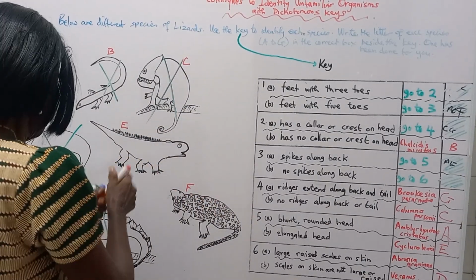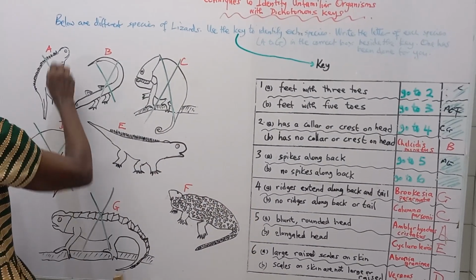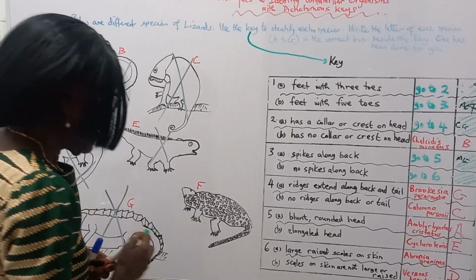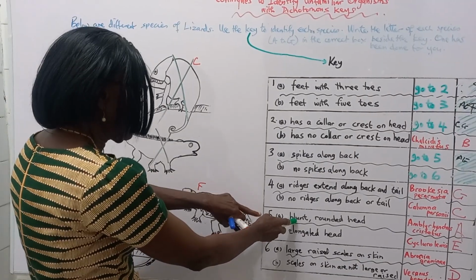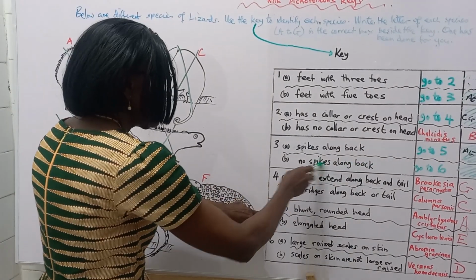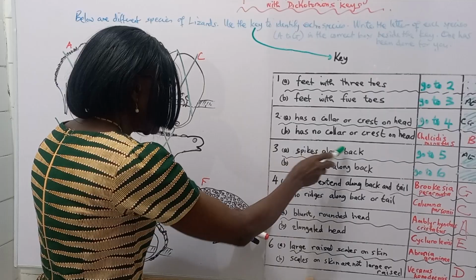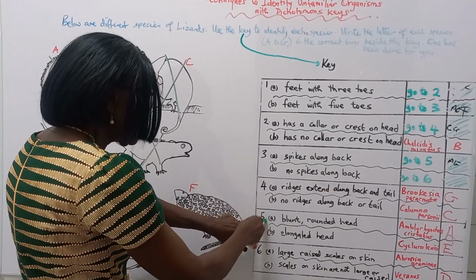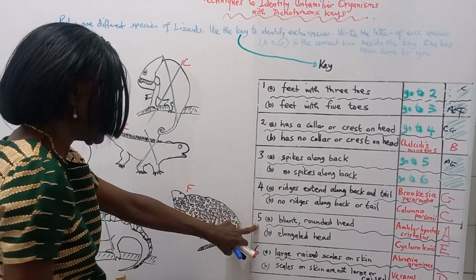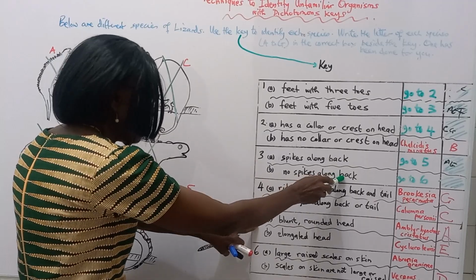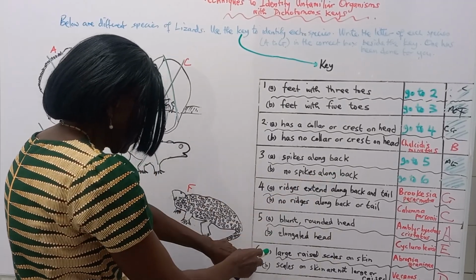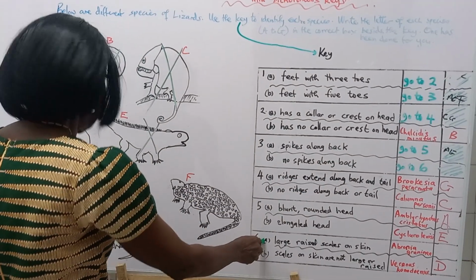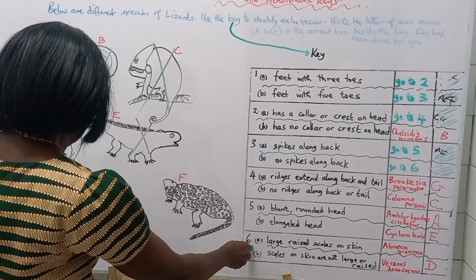So we finish with A and E too. So we cancel A and E. And here we are. So we now go back to here, 6. You see, spikes along the back, go to 5. Finish that before you come and worry yourself with this one. So no spikes along the back, all right? We are supposed to go to 6. So here is 6, no spikes along the back.